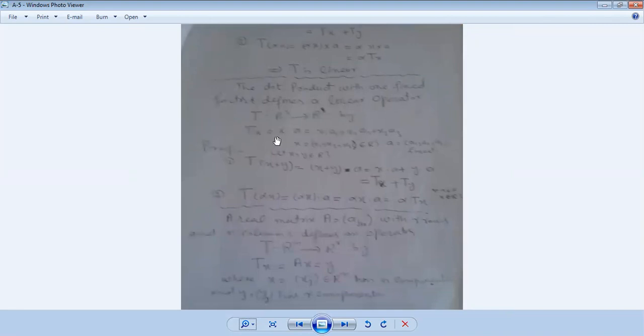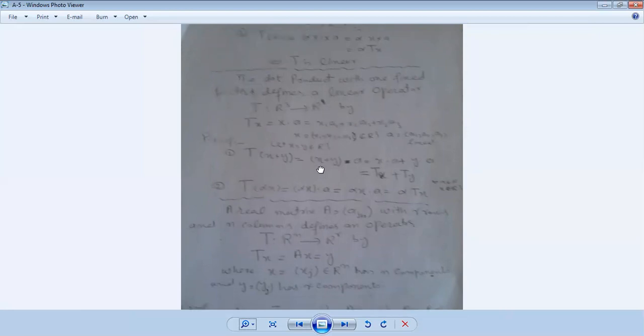In another example, a dot product, T from R3 to R, vector A is a fixed element of R3. Take any x of R3 and apply T on x, then T of x is equal to x dot A, meaning the component-wise multiplication and addition. A is equal to A1, A2, A3, and x has components x1, x2, x3. The dot product is x1 A1 plus x2 A2 plus x3 A3. So this is an element of R, and this definition also satisfies the properties of linearity.